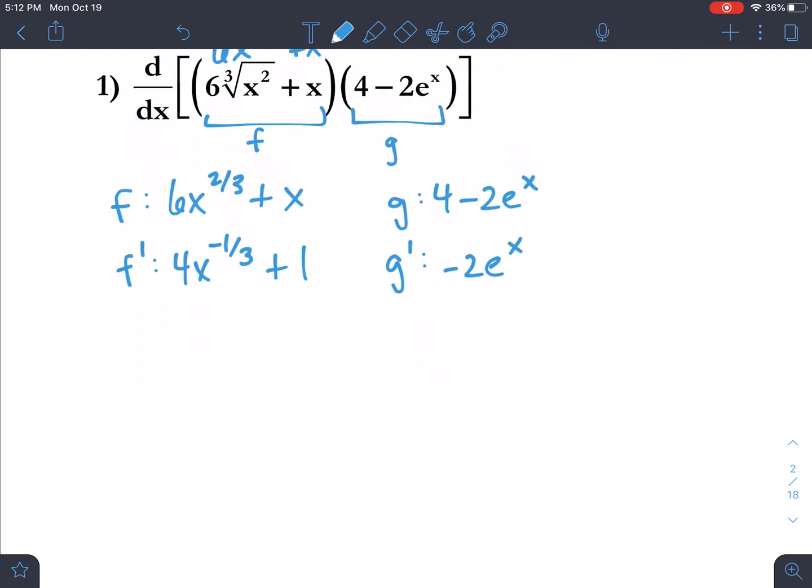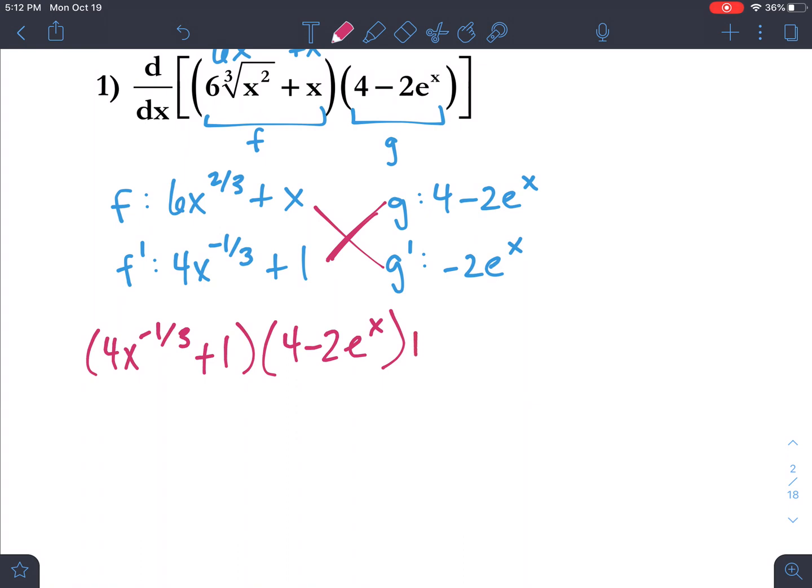guys, you're just going like this. These two multiplied plus these two multiplied. And it doesn't matter the order since we're adding. Okay, so we're going to multiply, typically I do f prime times g first. So these guys, 4x to the negative 1/3, plus 1 times g, plus these two, f times g prime. So 6x to the 2/3 plus x times negative 2e to the x.